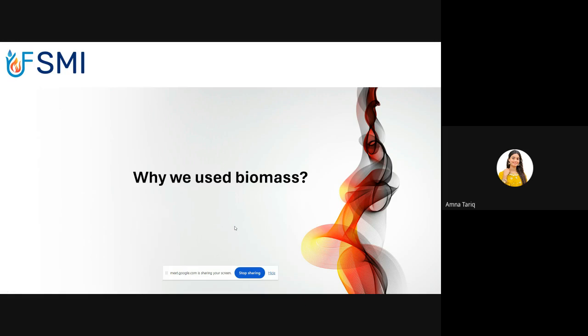Why do we use biomass? Biomass can also be used to produce biofuels, which is short for biomass fuel. It can be in the form of both liquid and gas. Biopower refers to a biomass power station that produces electricity. The major use of biofuel is in the transportation sector. So mostly biofuel is used in the transportation sector.